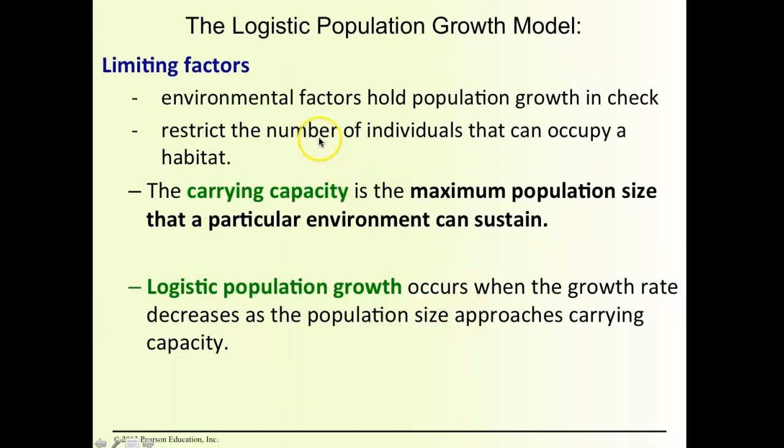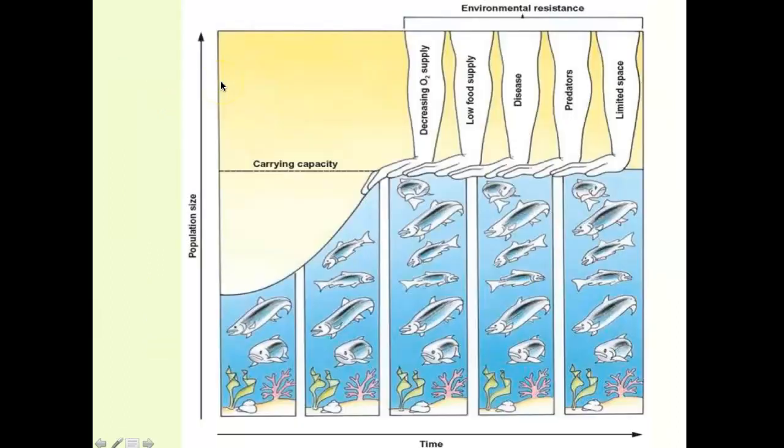Okay, so let's take a look at limiting factors. Limiting factors are environmental factors that hold the population growth in check. They restrict the number of individuals that can occupy a habitat. So these are things like running out of food, or running out of the perfect nest, or whatever the living environment is. Let me just show you a picture here.